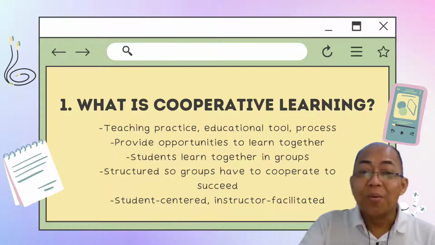Okay, so we are back. So the first topic that we will discuss is about cooperative learning. So what is cooperative learning?